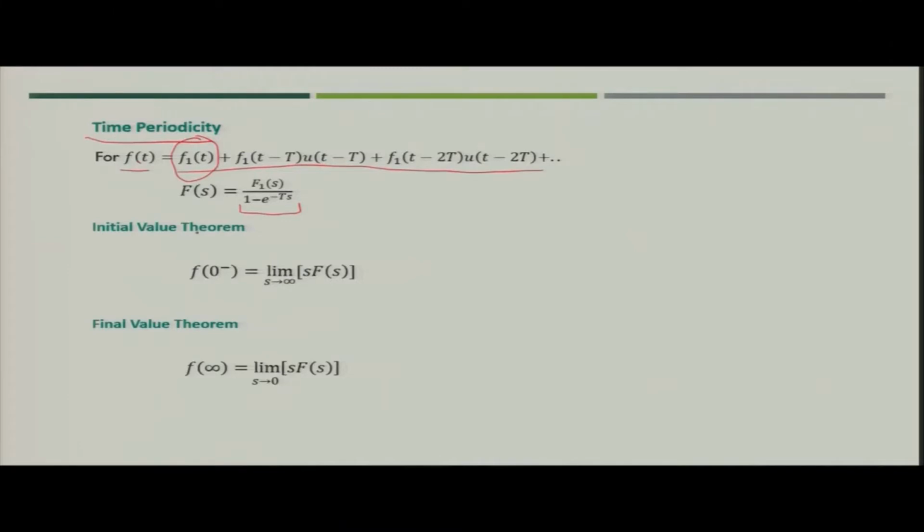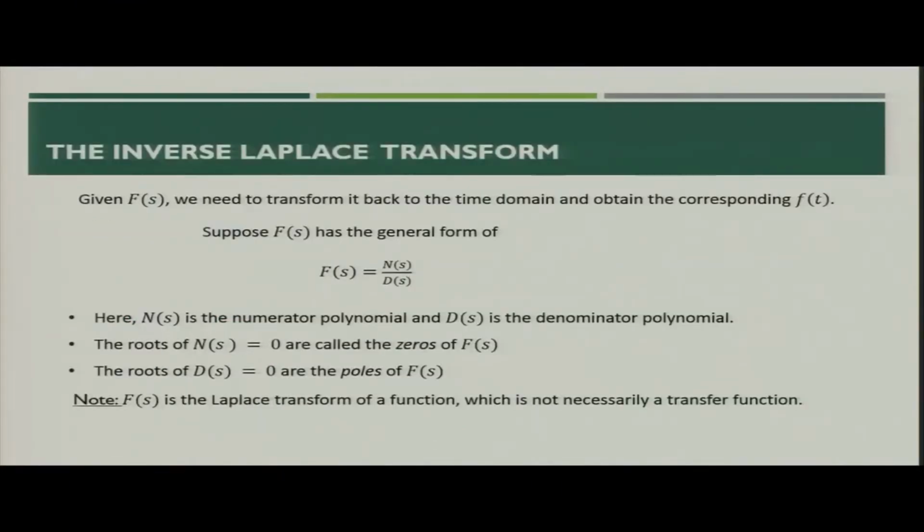We also discussed the initial value and final value theorems. If we want to find the initial value of a function, it can be directly given by finding the limit of s F(s) as s tends to infinity. Similarly, in the final value theorem, the value of the function at infinity will be nothing but the limit as s tends to 0 of s F(s). These we have discussed in the previous class.